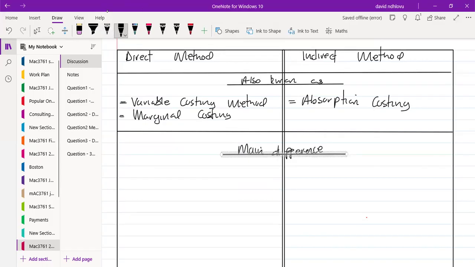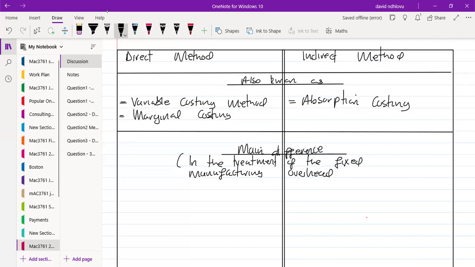The main difference between the two is in the treatment of the fixed manufacturing overhead costs. Everything else is treated the same except the fixed manufacturing overhead costs. So the crux of the matter is how are we going to handle the fixed manufacturing overhead costs?